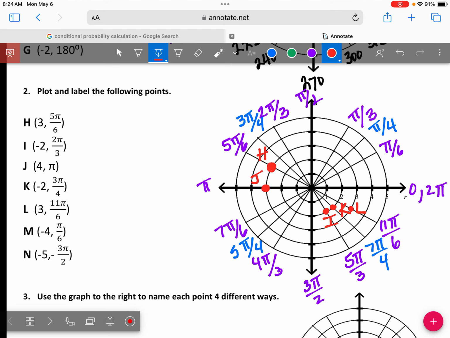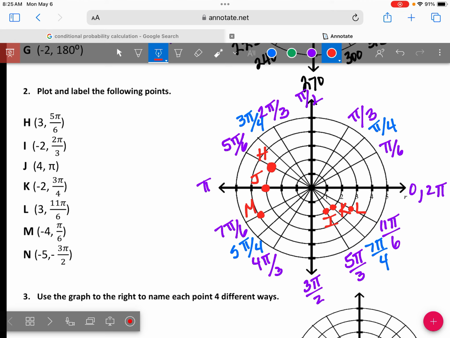And then pi over 6, you're going to count backwards. So that would be 1, 2, 3, 4. So that would be here. Because it's a negative pi, it's going towards 7 pi over 6. So that would be your M.